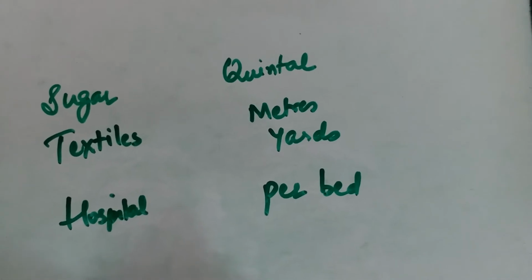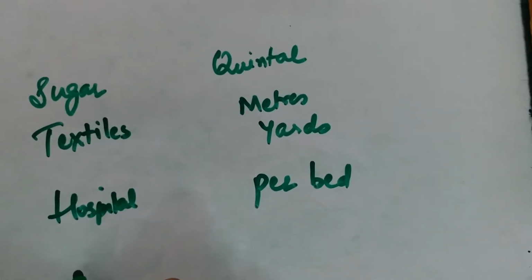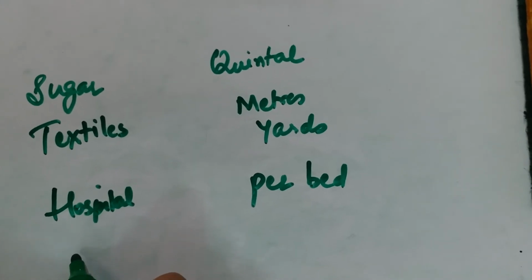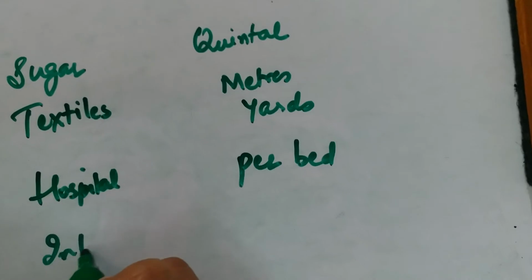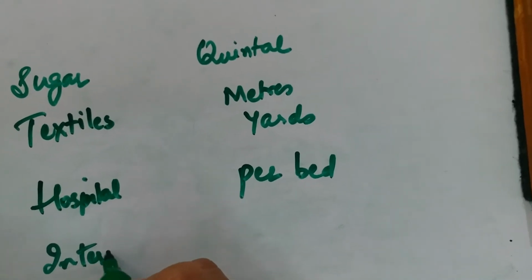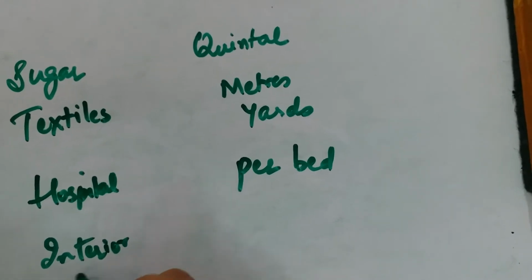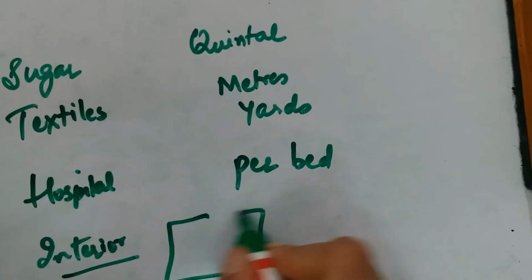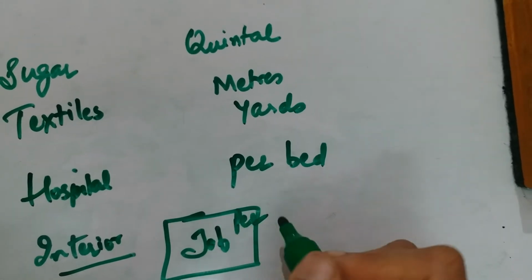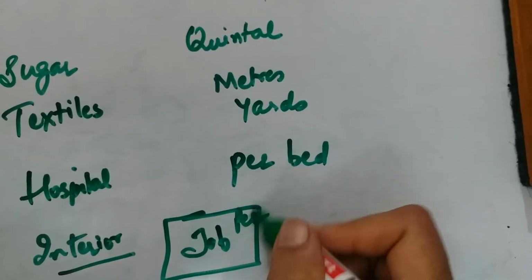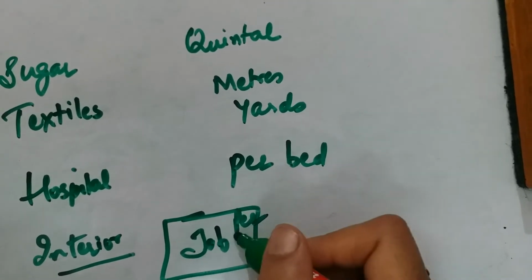How is it going to be when, let's say, I want to get the interior decoration of my house done? When I'll be paying for that particular job, it is per job. Whether I want to do some wall or whatever, according to the job, so per job.